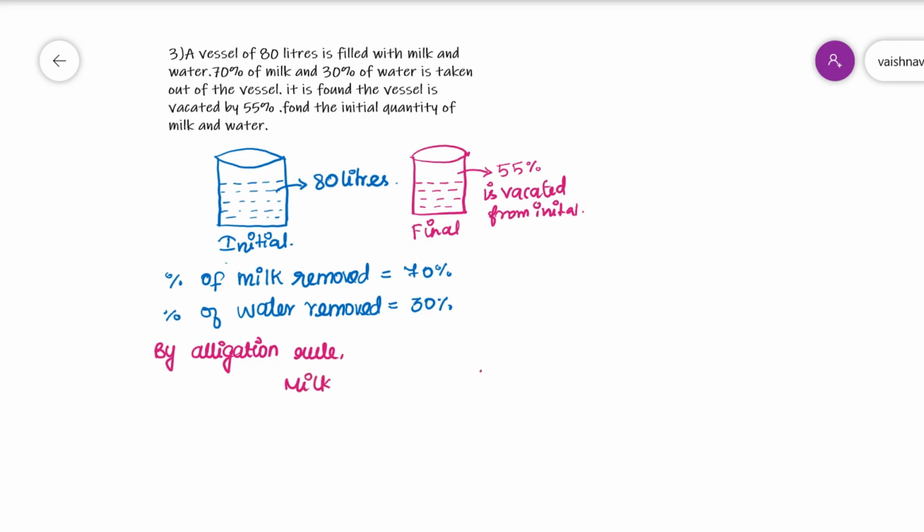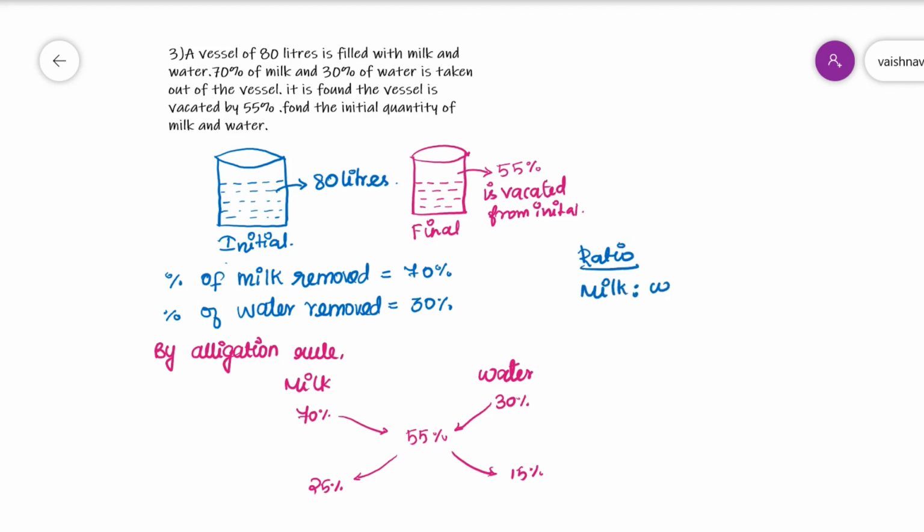We have to find the initial quantity of water and milk. Okay. So milk is 70% and water is 30%, and the vacated total is 55%, right? So 25 is to 15 is the ratio of milk and water here. 25 is to 15, that is 5 is to 3.